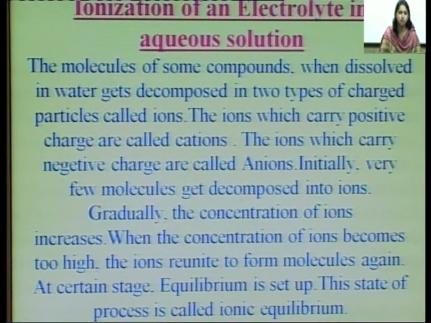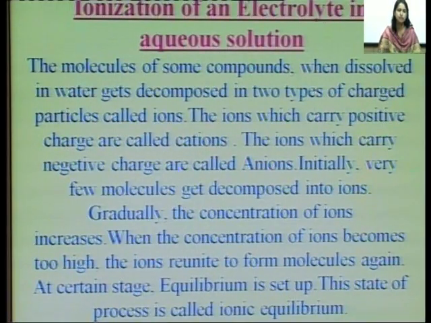Initially, very few molecules get decomposed into ions. Then gradually what happens? The concentration of ions increases. When the concentration of ions becomes too high, then the ions reunite to form molecules again. So, initially the concentration of ions is very less, but gradually the concentration of ions increases, and when it becomes too high, the ions reunite to form molecules again.